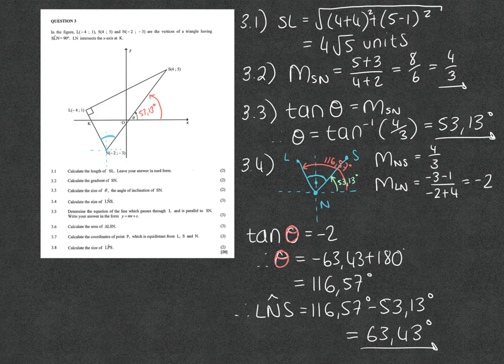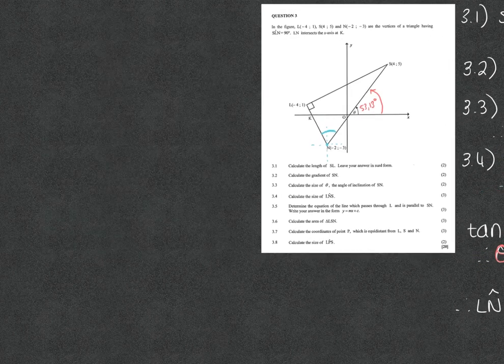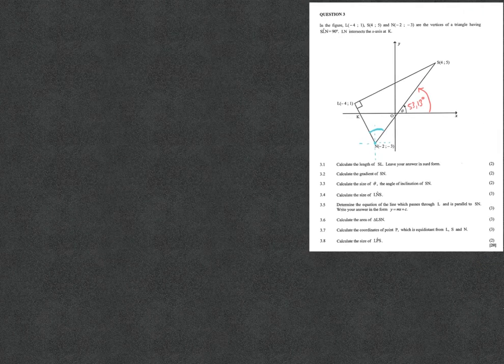Okay, cool. Let's move on to 3.5. Determine the equation of the line which passes through L. Okay, so 3.5, we've got it passes through L and is parallel to Sn. Write your answer in the form of y equals mx plus c. Okay, so equation passes through L. So let's draw it in just so that we have a better idea. Passes through L and is parallel to Sn.